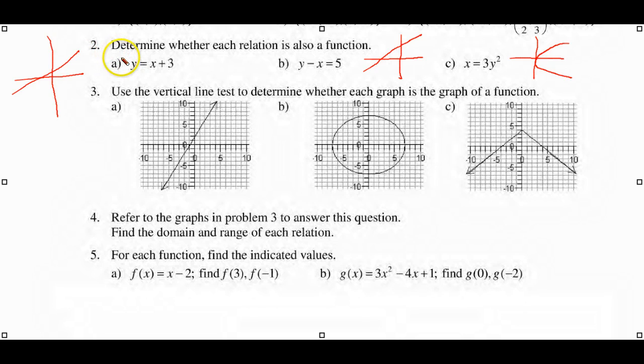Now for number 2, determine whether each relation is also a function. If we looked at the graph, and if we did the vertical line test, this passes, so this is a function. Again, made a graph of what we have here. This is a function. And when y is squared, we get this sideward parabola. Does this pass the vertical line test? No. So this is not a function.